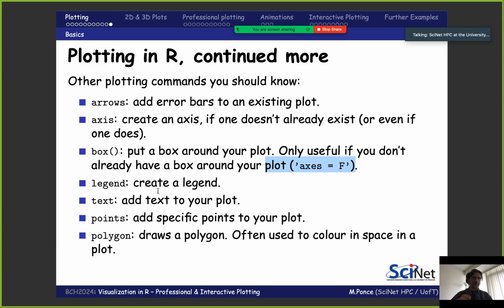Legend allows you to create a legend. So in many cases R won't put a legend by default, so you need to activate the legends. Text allows you to add text to plots, points allow you to add specific points to your plot, and then polygons allow you to draw polygons.